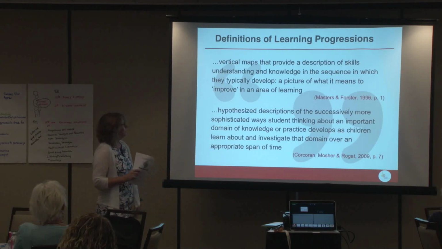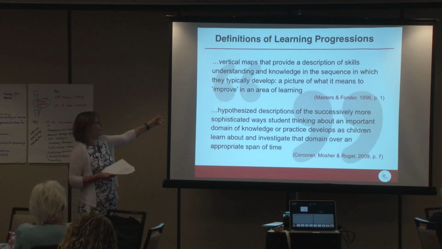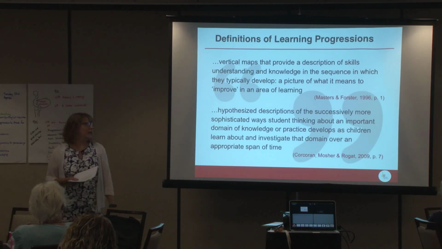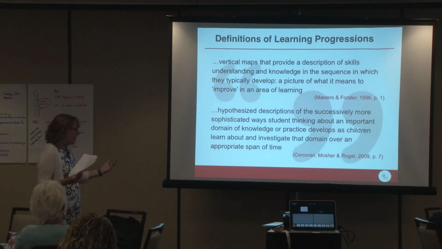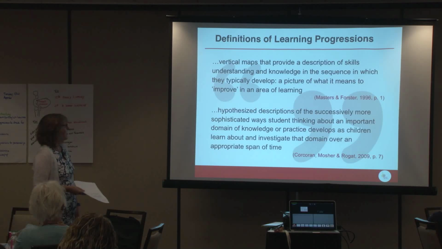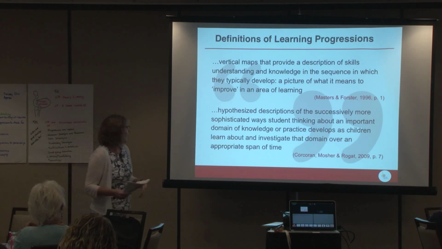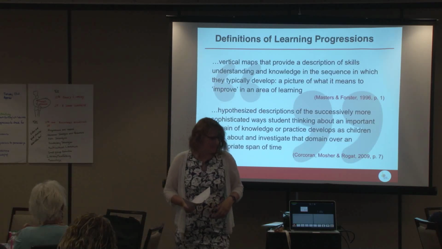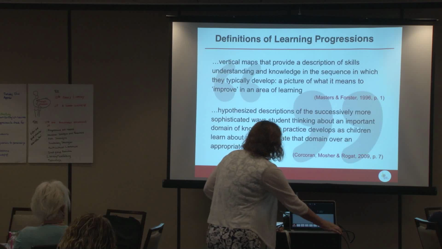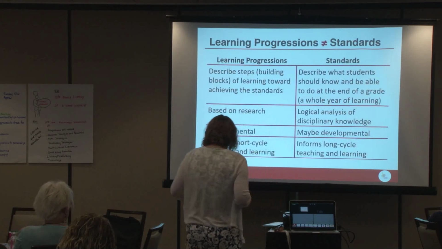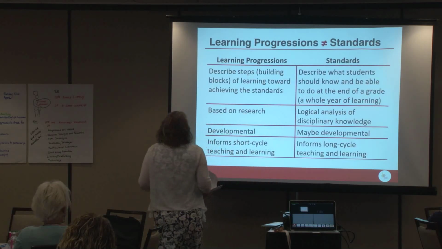Corcoran, Mosher, and Rogat, working in the area of both math and science actually, came up with another very useful definition: that learning progressions are hypothesized descriptions of successively more sophisticated ways of student thinking. And so this kind of maps out a domain over a period of time. And so we adopted that notion of learning progression to come up with the language learning progressions.